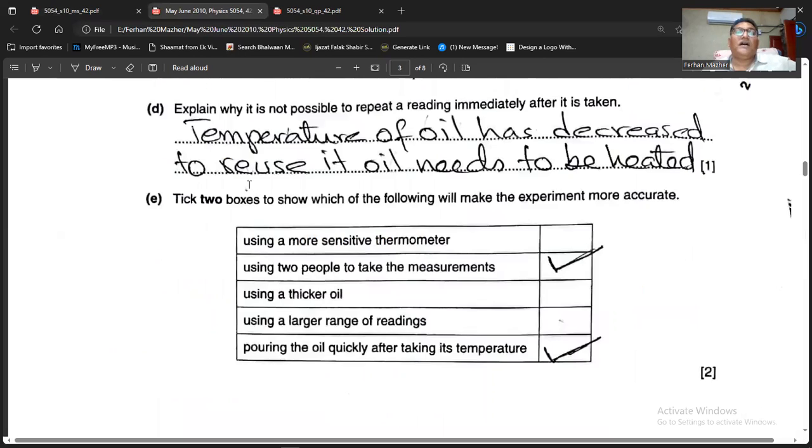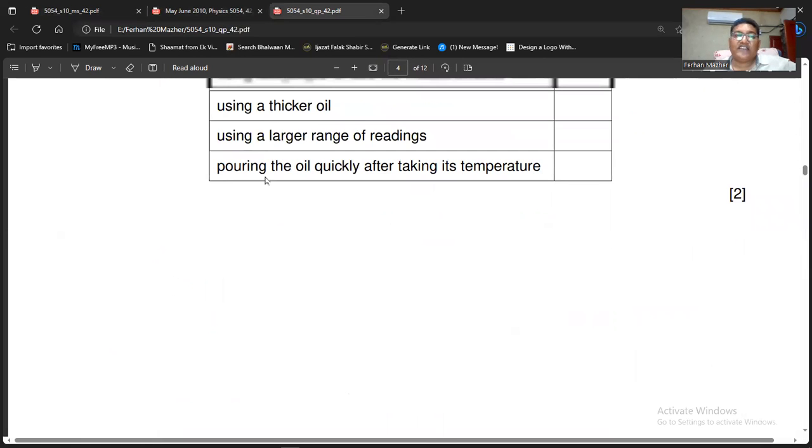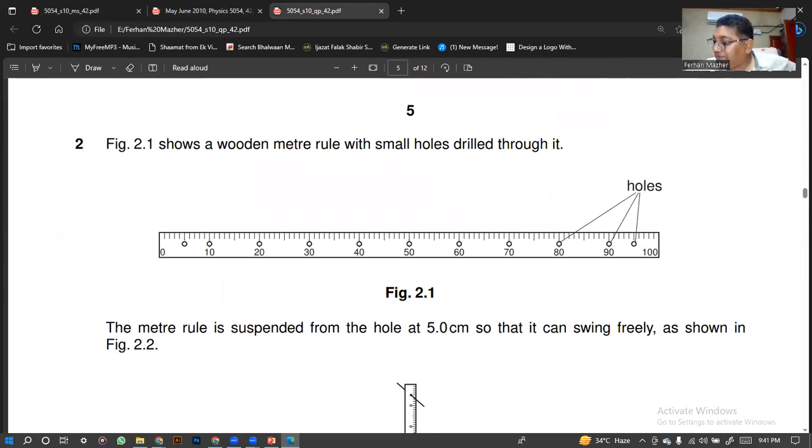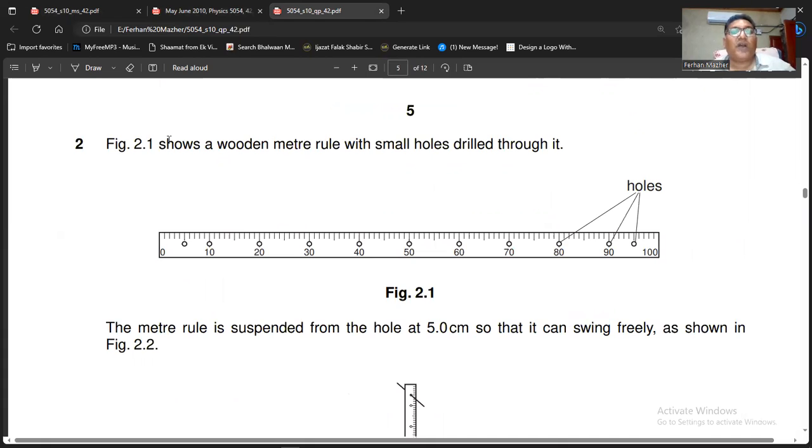Okay, so I'm going to the next question, that is question number 2. Figure 2.1 shows a wooden meter rule with small holes drilled through it. So here we have a hole, here we have a hole, here we have a hole, here we have a hole, here we have a hole.